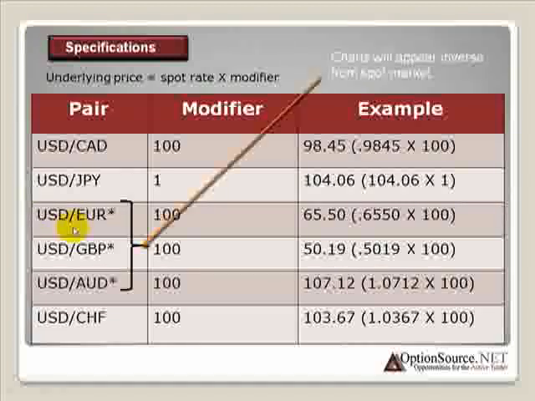In the case of the US dollar versus the euro, the US dollar versus the Great British Pound, and the US dollar versus the Australian dollar, the charts will appear inverse from the spot market, since in the spot market, the euro, the pound, and the Aussie dollar are the base currencies.